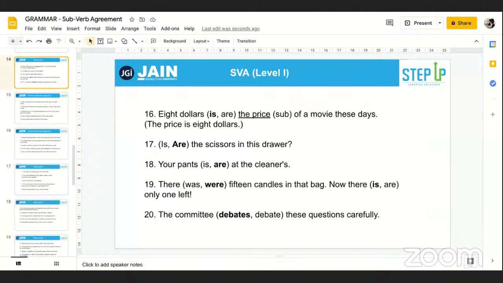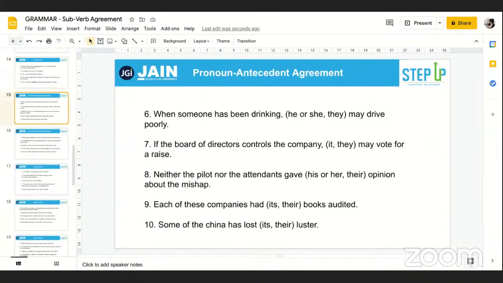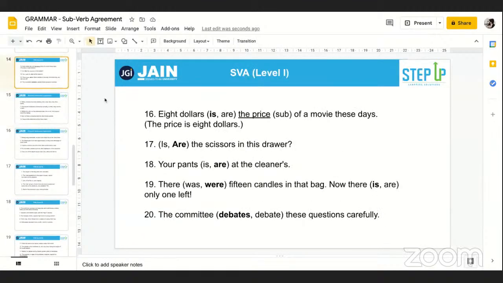It's clear, sir. Okay, we'll go to the next. There's something called pronoun antecedent agreement. It's the same thing, nothing different, but here the subject will be in two places instead of one. So you have to make sure the second subject is matching the first subject. Once you look at the questions, you'll understand.